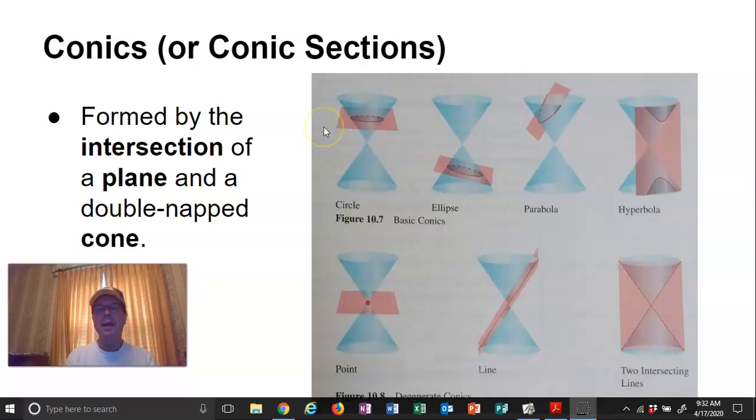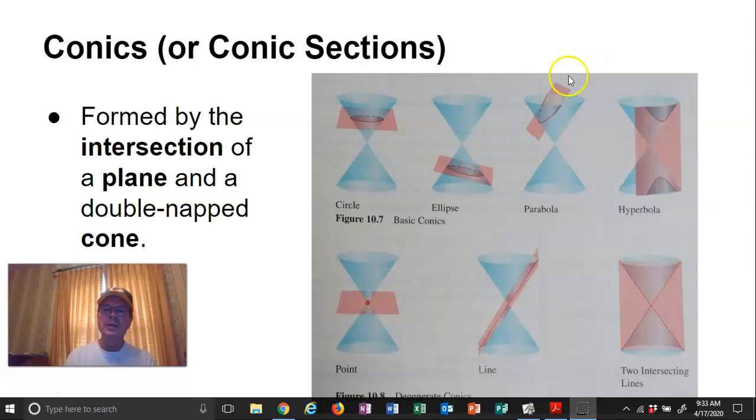And if I take a plane, think of it as a knife right now, and I slice it through these two cones that are put together, I can create various different conic sections, they're called. So if I cut it nice and horizontally through here, I get a circle. If I slice it with a certain type of angle, then what I get is not really a circle this time, but an ellipse. An ellipse is kind of a circle that's been distorted a little bit.